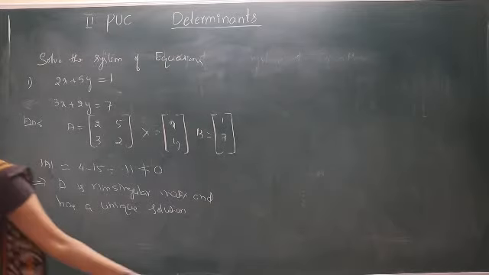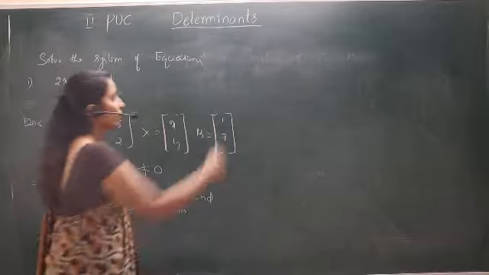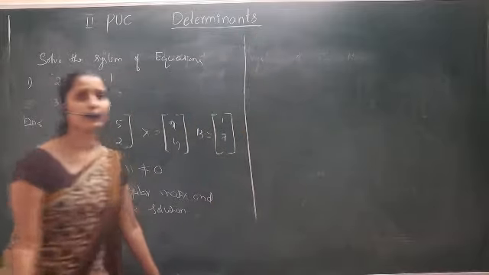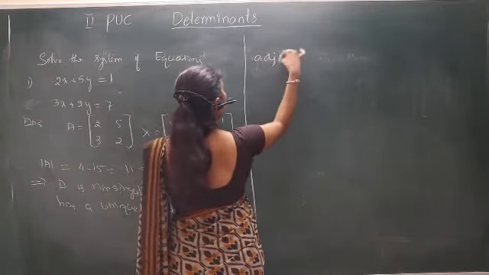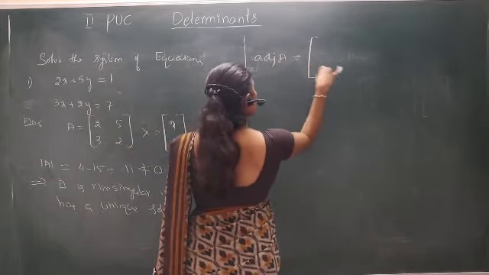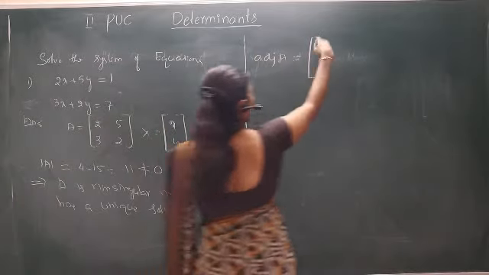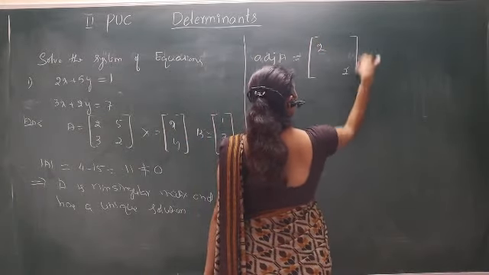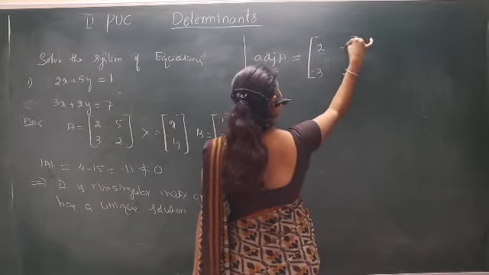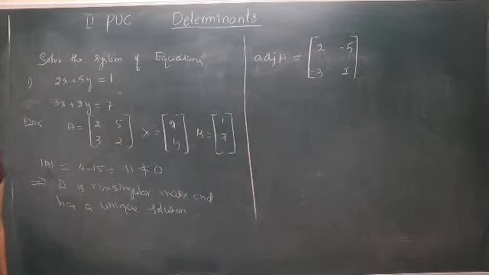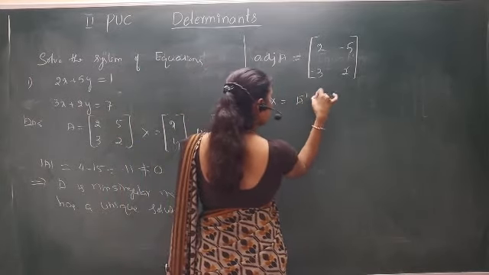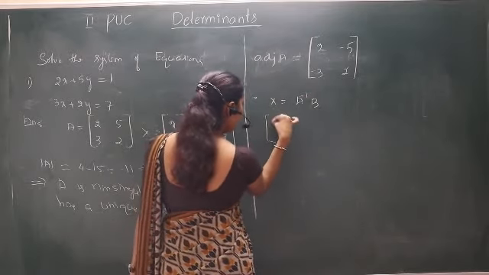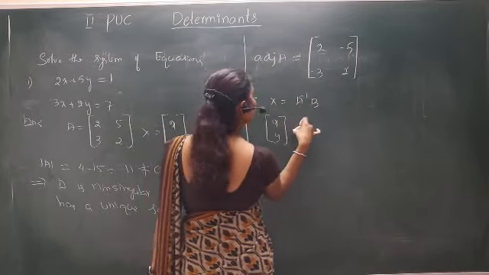Now we have to check what is A inverse. We know that A inverse is equal to 1 by determinant of A into adjoint of A. Therefore, we have to calculate the adjoint of A. Since it is a 2 by 2 matrix, directly you can write it by interchanging the elements of the main diagonal and changing the sign of the other diagonal. So the adjoint is 2, minus 5, minus 3, 2. Then X is equal to A inverse into B, which gives the values of x and y.